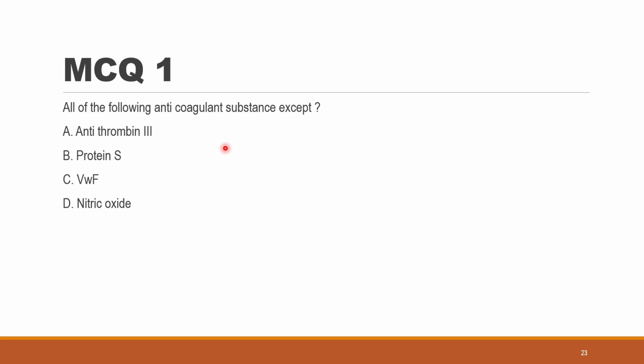Now let's discuss 2 to 3 MCQs so that I can know that you have understood the lecture. So, all the following are anticoagulant substances except: antithrombin 3, yes, it is an anticoagulant substance. Protein S, yes, protein C and S will inhibit factor number 5, so they are anticoagulant. Nitric oxide, yes, it is also anticoagulant, but von Willebrand factor is not anticoagulant. In fact, it helps in clot formation by binding to the platelet.